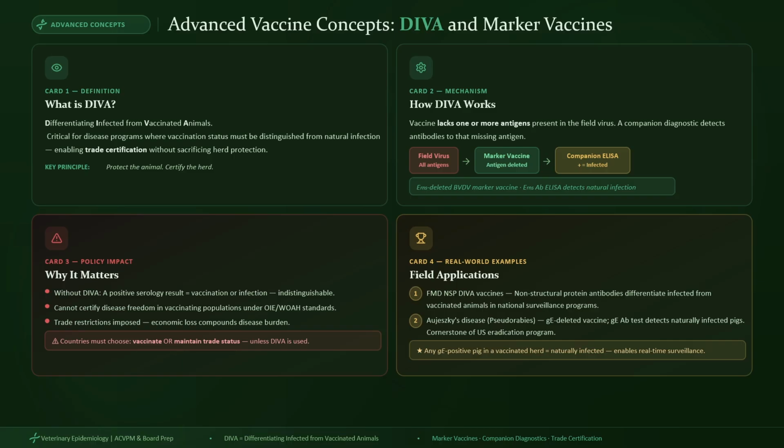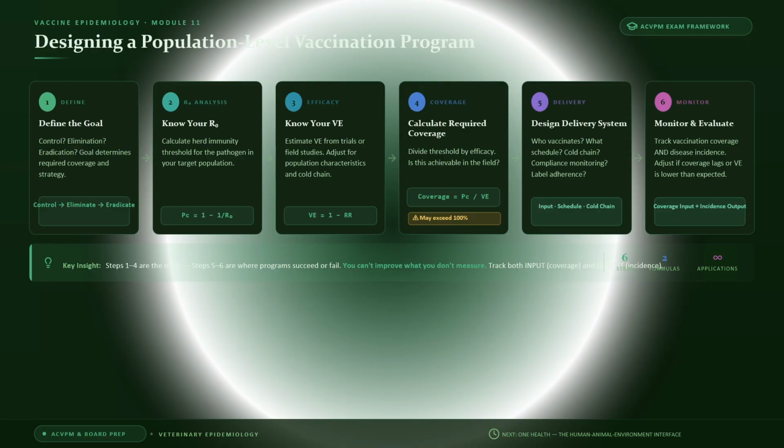We now have every building block: measurement, thresholds, protection, safety, and surveillance. Let's put them together and actually design a population-level vaccination program that ties the whole module together, and it maps almost exactly onto how the boards frame a program design question. 6 steps, and notice the split. The first 4 are math. The last 2 are where programs actually succeed or fail.